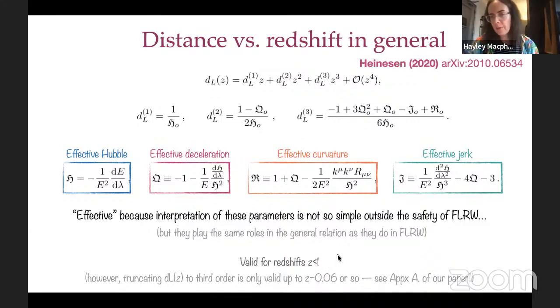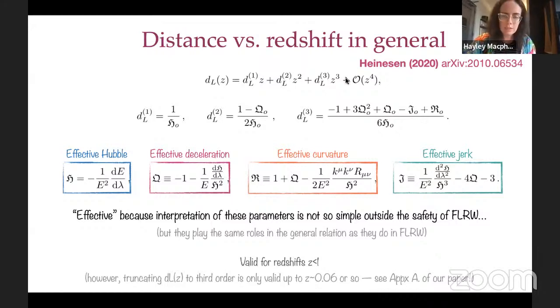One thing we did find in our paper, which I won't go into too much detail in, you can see Appendix A if you are interested in it, is we found that this truncation at third order, which is just as far as Asta has gone in her derivation, when you consider all of the inhomogeneity and anisotropy, you can really only probe very narrow redshift ranges. So we found that out to a redshift of 0.06, this third order truncation should give you about a 1% determination of the exact luminosity distance. And that's a very, very rough order of magnitude estimate.